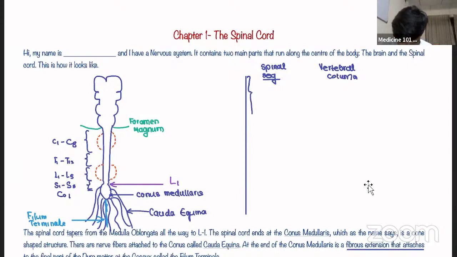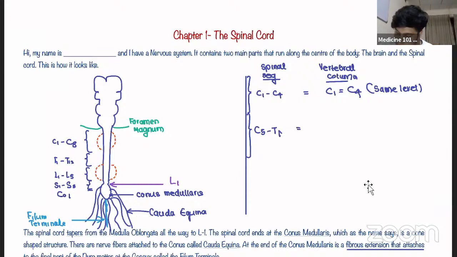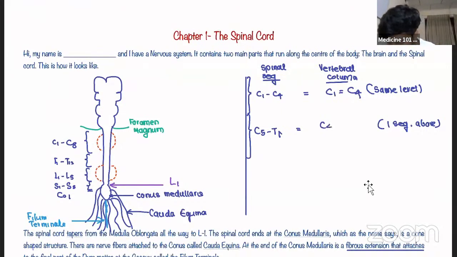Okay, let me just ask it like this. C1 to C4 of the spinal cord correlates to which segments of the vertebral column? Okay, it correlates to C4. Yes, same level. There's an easy way to remember this. I'll show you guys. Then C5 to T4 correlates to one segment above. So what that means is, this is going to start at C4 and end at T3, okay? Just follow along with me.